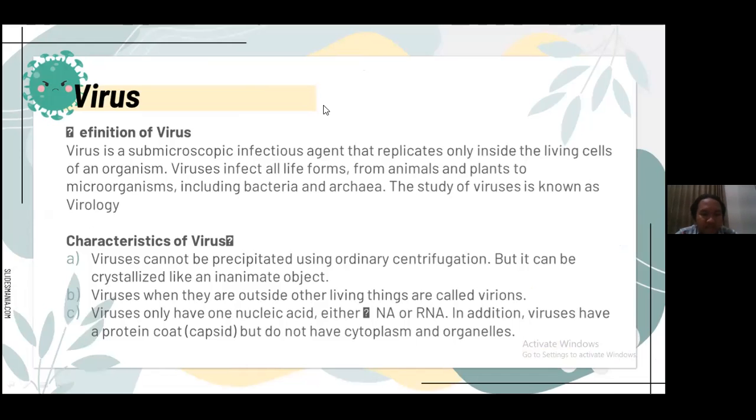Characteristics of virus. A. Viruses cannot be precipitated using ordinary centrifugation, but can be crystallized like an inanimate object. B. Viruses, when they are outside other living things, are called virions. C. Viruses only have one nucleic acid, either DNA or RNA. In addition, viruses have a protein called capsid but do not have cytoplasm or organelles.